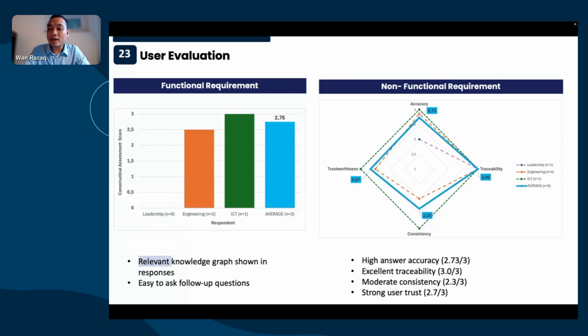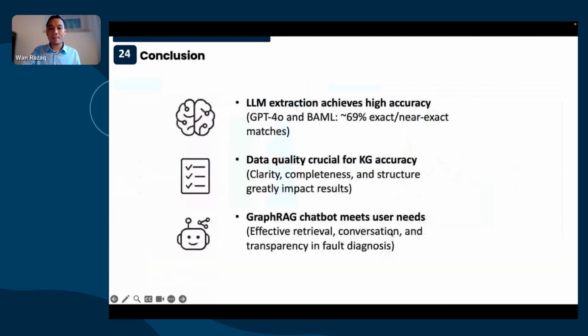Okay, and then when it comes to non-functional requirements, I assessed four metrics: accuracy, traceability, consistency, and trustworthiness. And as you can see, across all roles that evaluated, it also produced quite good scores on all four benchmarks, meaning that the answer is accurate, the answer is traceable, the answer is consistent when asked in two different ways but actually the same question, and also quite trustworthy.